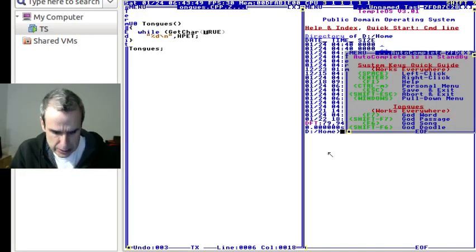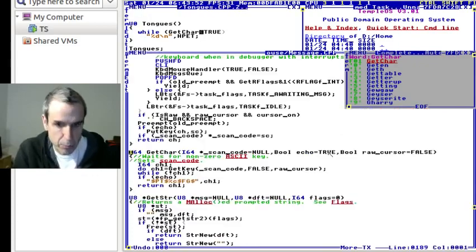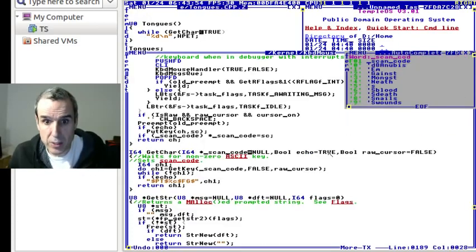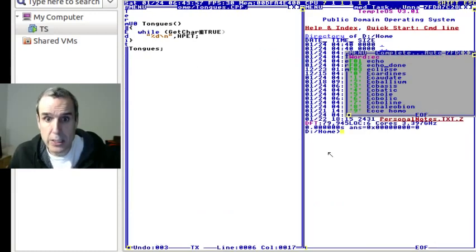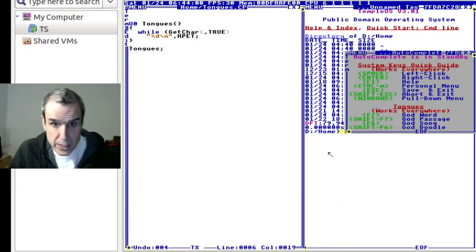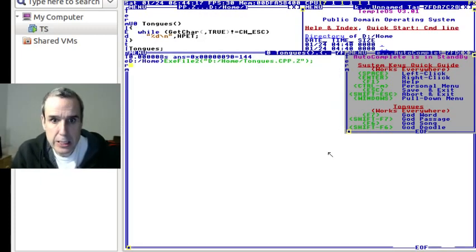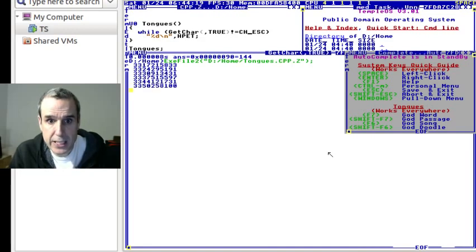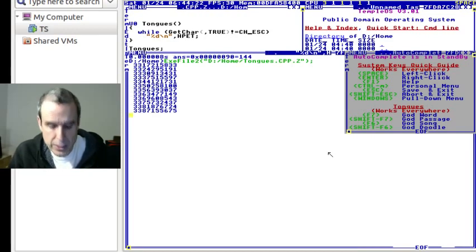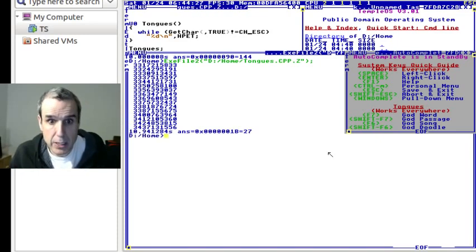So now let's say get char. Now get char takes a couple parameters. If we want the scan code, we can get it. Otherwise, if we want echo, so we want to skip the scan code, and we do want to echo. And we want to go until escape is pressed. So every time I hit the key, we get a new number. Let's see, 1 1000, 2 1000, 3 1000, 4 1000. Okay, now I hit escape.